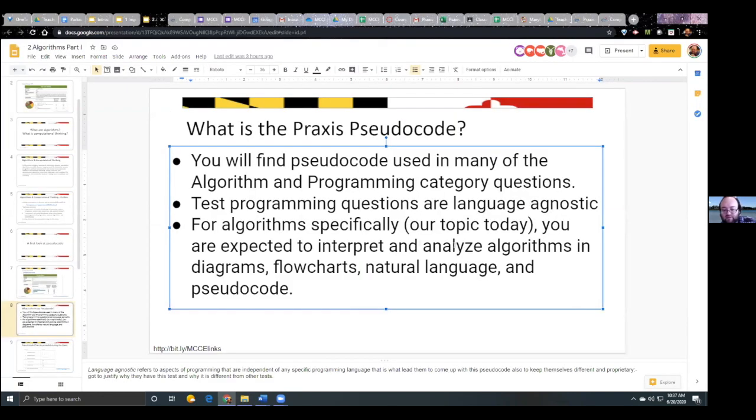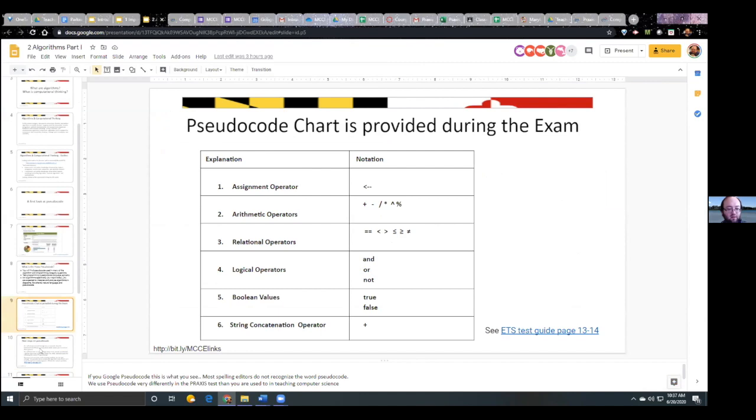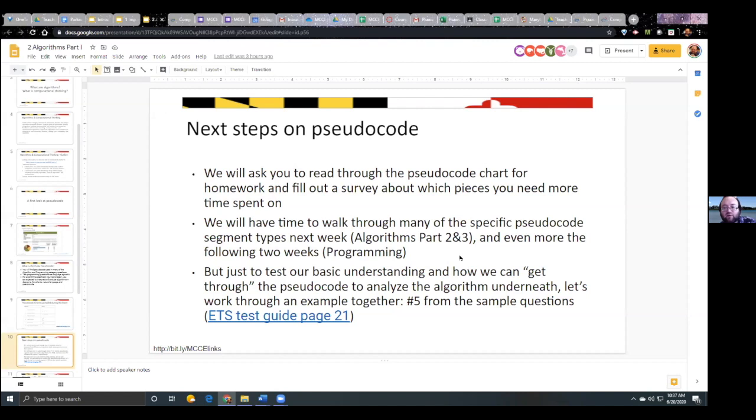Again, you will also be expected to analyze and interpret algorithms that might be in diagrams or flowcharts or natural language as well. So before diving into the specific topics that we're going to start with on the algorithms, I did just want to introduce this pseudocode, make sure you all were aware of it, in case there are some of you who this is brand new to.